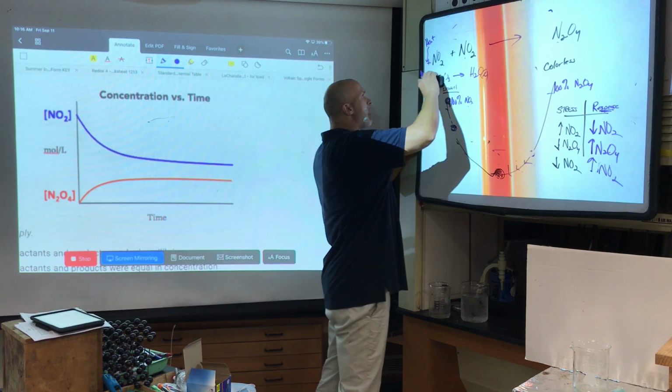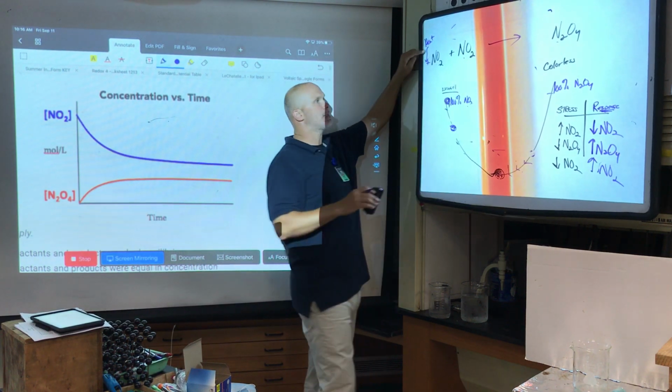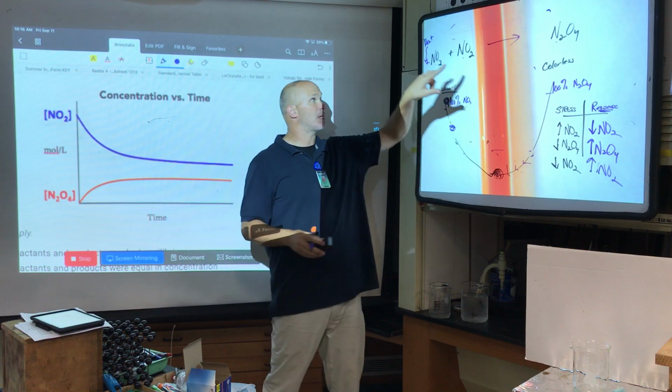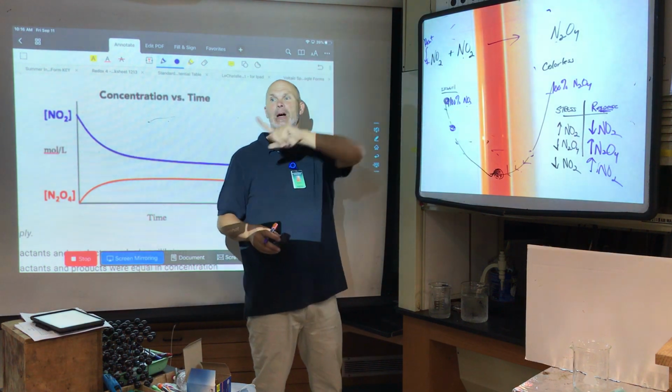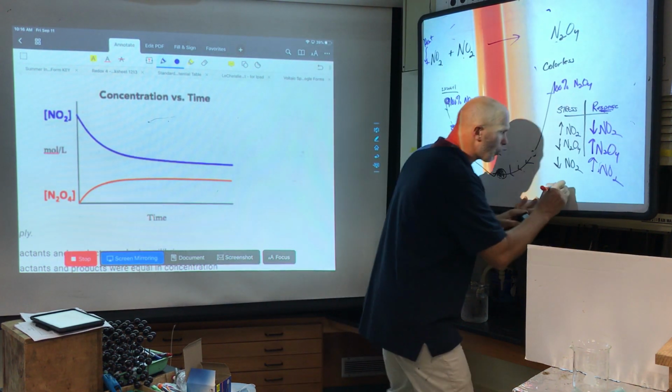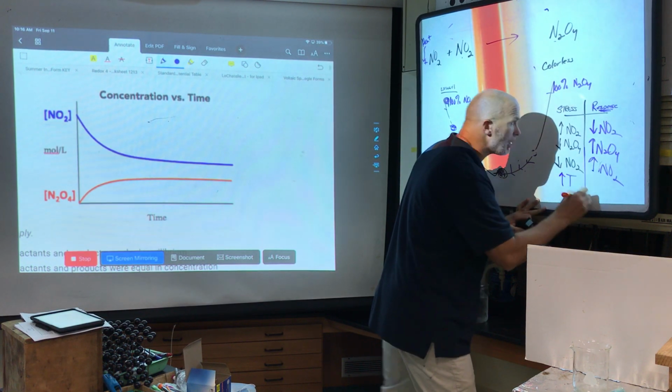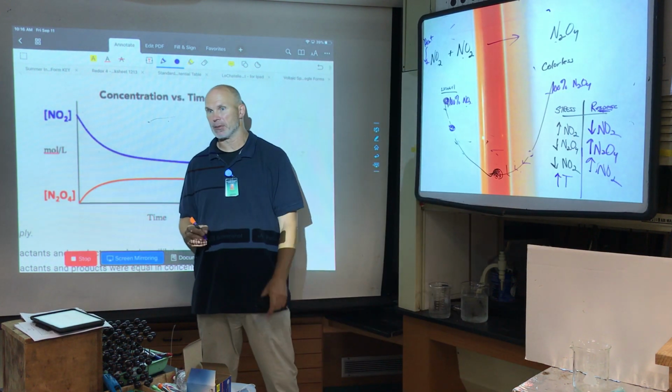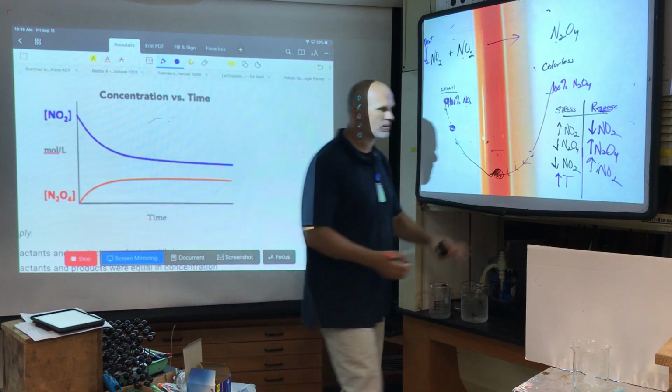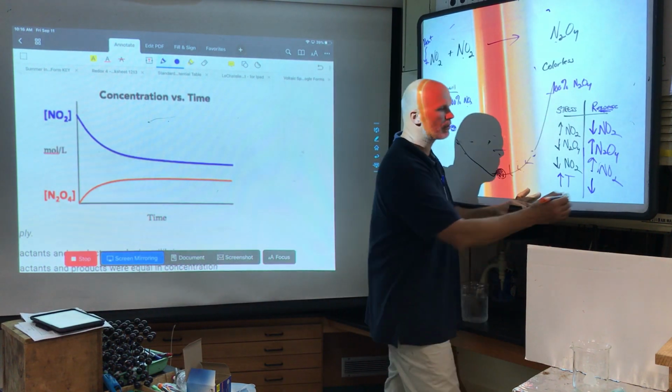Okay, so when I write the heat in, I'm pretending the heat is here. So now instead of stressing in terms of how much stuff we have, I'm going to change the temperature. What if I increase the temperature? What do you think the response is going to be to regain its balance? Decrease temperature. Now how can I decrease the temperature?